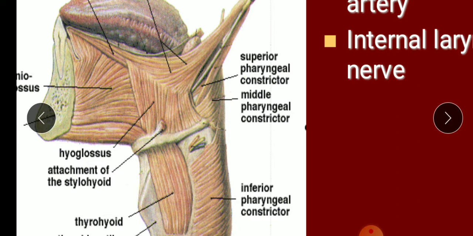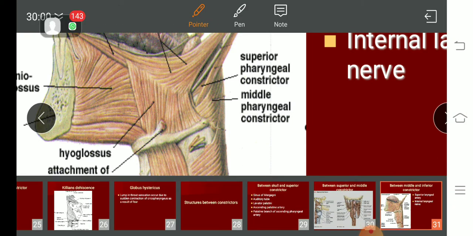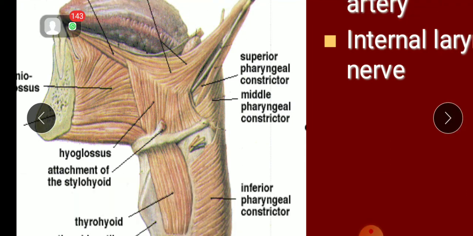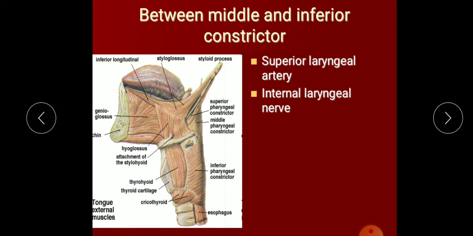This is the hyoid bone. This is the hyoid bone. And from the hyoid bone, you have the origin of the middle constrictor there. And then below that, you find the inferior constrictor. And so that gap between these 2, this is the region where these 2 structures are passing. Name them. That is the superior laryngeal artery and internal laryngeal nerve.